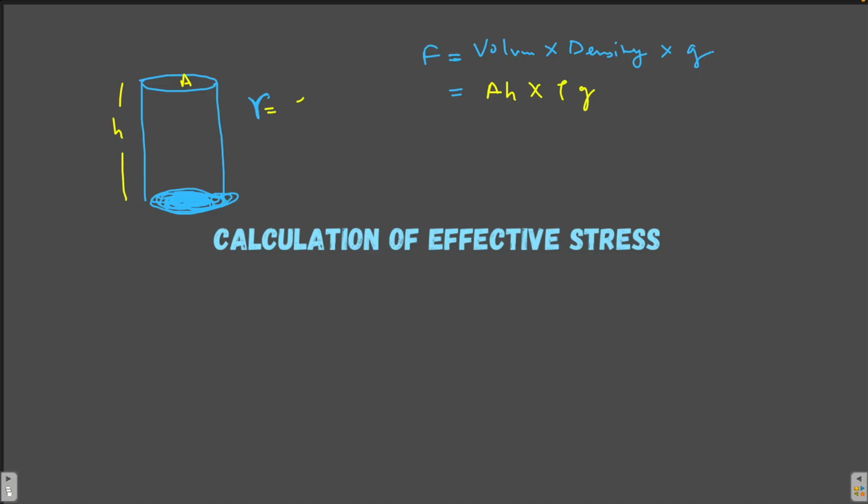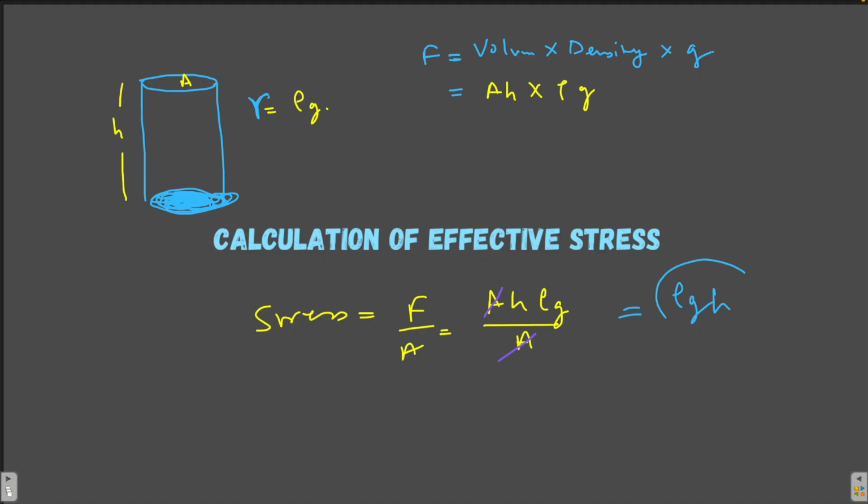Gamma is rho into G, okay. So this will give you the force. Now what is stress? Stress is force per unit area, right? So it will be A into H into rho G, by A. This will give you the stress. So this A and A will be gone, and you will be left with H rho G, rho G H. It is a similar term, rho G H.